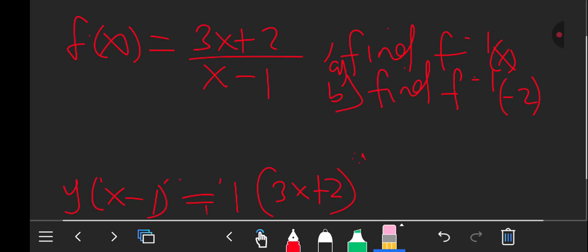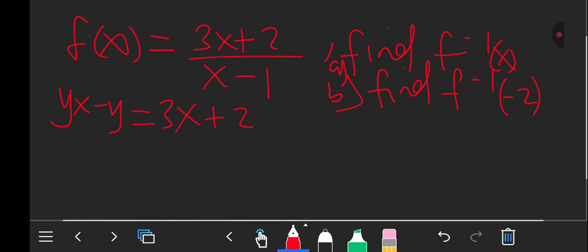So what we're going to have is y multiplied by x, that is yx. Y multiplied by negative 1, that is negative y. Then it will be equal to 1 multiplied by 3x, that is 3x. 1 multiplied by 2, that is plus 2. Okay?